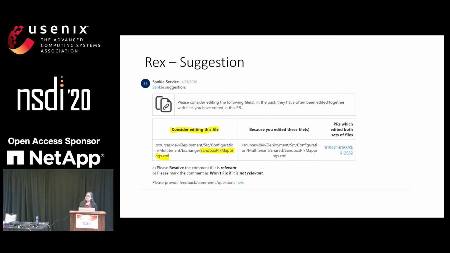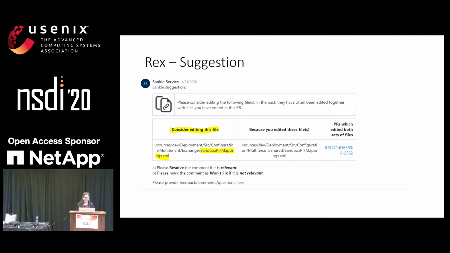So we got the system deployed on about 50 repositories for a couple of months, and we realized that even though Rex was able to catch high impact misconfigurations, at the same time it was generating a lot of false positive recommendations that the developers did not find useful.